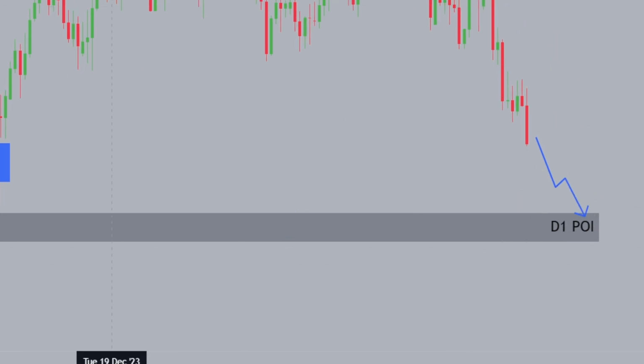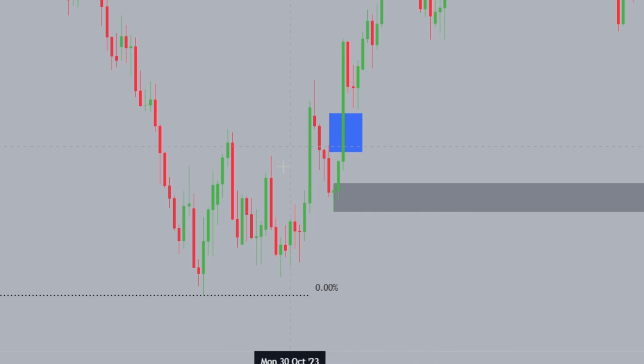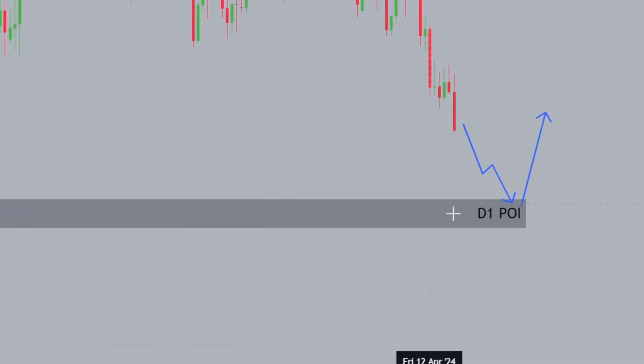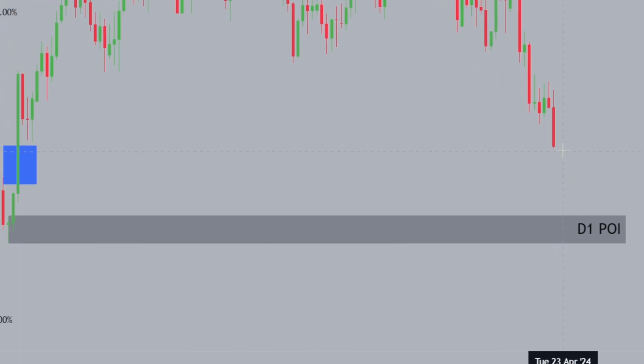Now, once we get to this POI, it's quite reasonable to expect somewhat of a reaction, right? Because this is a firmly discounted low. We have a firmly discounted POI that's left a significant fair value gap over here, marked out in blue. And so because of that, I do expect price to bounce off this level at some point in the future. But until then, the bears are going to be in control as we get down to this level.